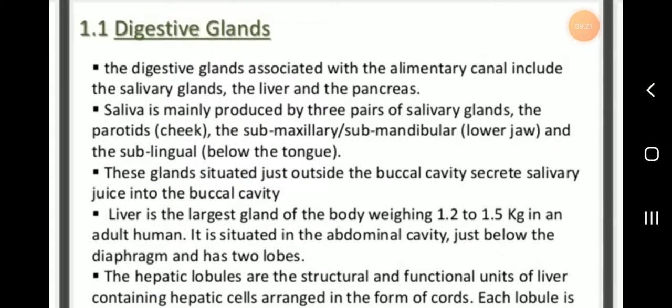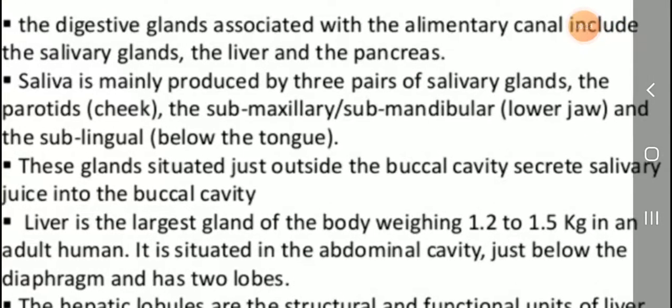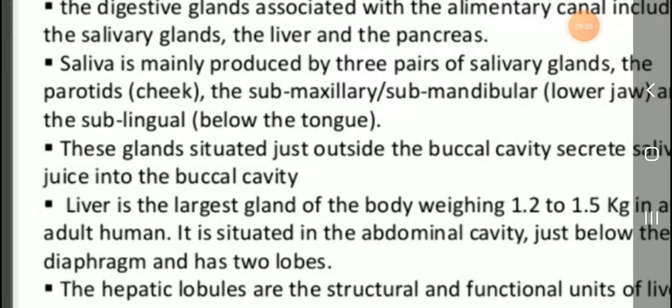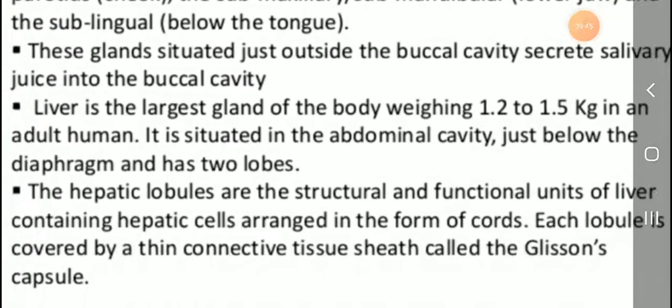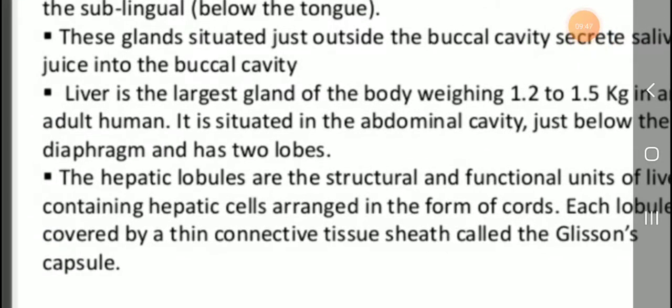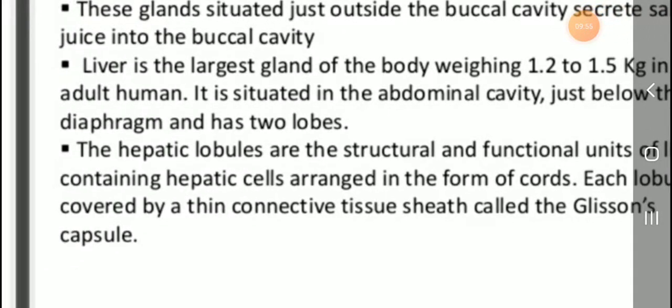Okay, listen. Digestive glands. The digestive glands associated with the alimentary canal include the salivary glands, the liver, and the pancreas. Saliva is mainly produced by three pairs of salivary glands: the parotids, the submaxillary, and the sublingual. These glands, situated just outside the buccal cavity, secrete saliva into the buccal cavity. The liver is the largest gland of the body, 1.2 to 1.5 kg in an adult human.